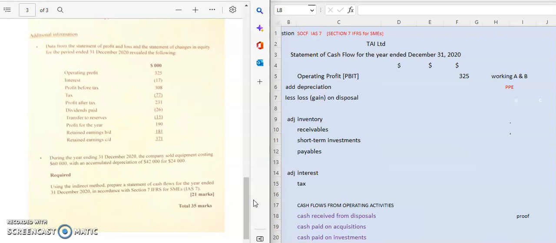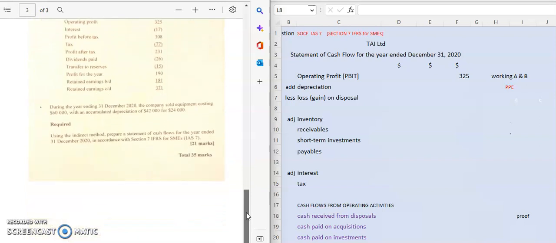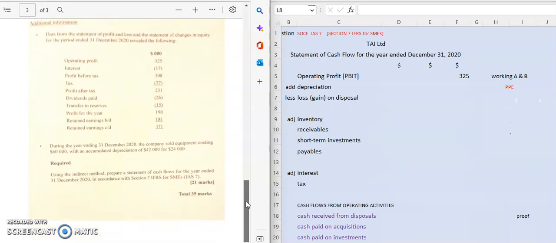Anyway, it says to prepare a cash flow statement, right? They're asking us to prepare a cash flow statement. All right, so how do you start a cash flow statement? You start with the operating profit. So fortunately, the examiner gave us the operating profit, so we don't have to worry about it.